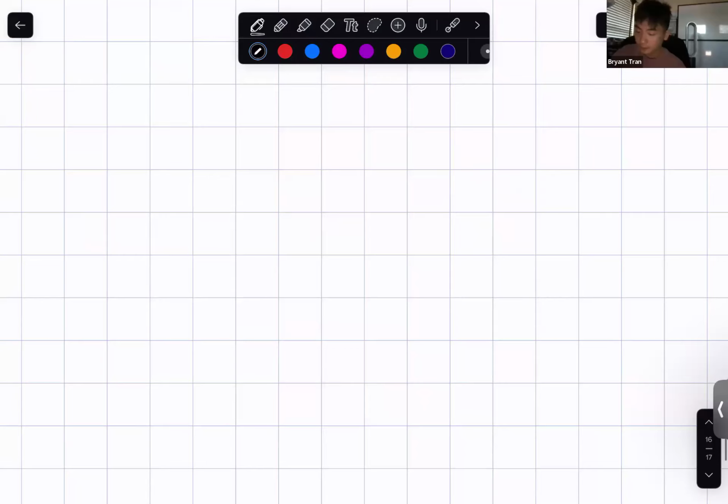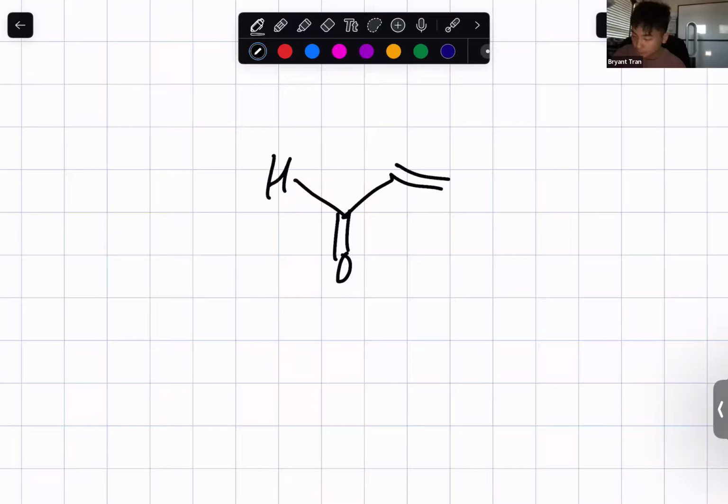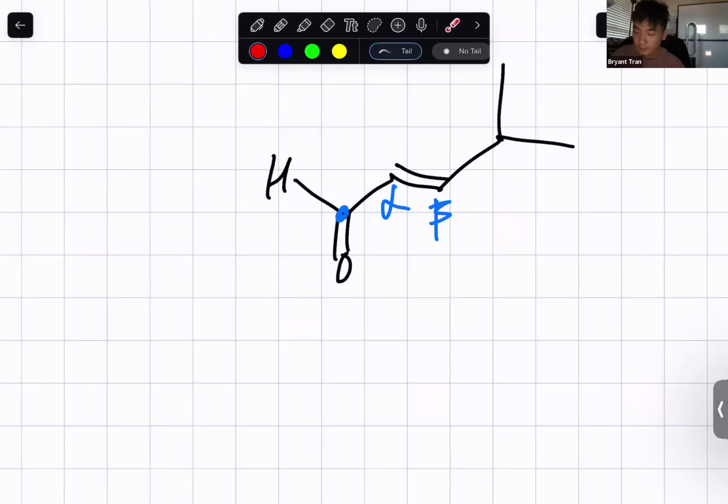Now, for synthesis, I'm going to show you how to break it apart to predict what your reactants were. Let's say you were given a random alpha beta unsaturated carbonyl like this, where this is the carbonyl carbon, this is the alpha carbon, this is the beta carbon. The first thing you would do to predict the reactants here is locate the alpha and beta carbon. So we did that already.